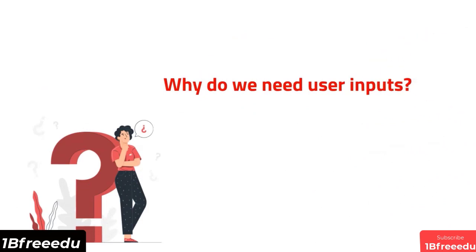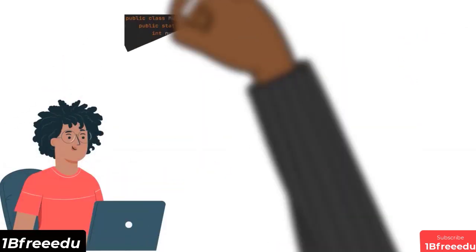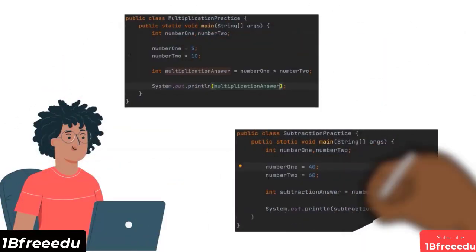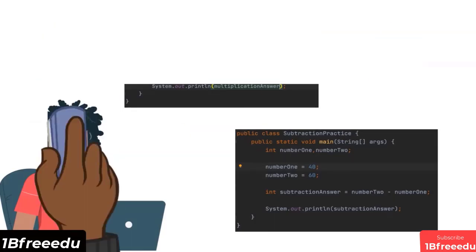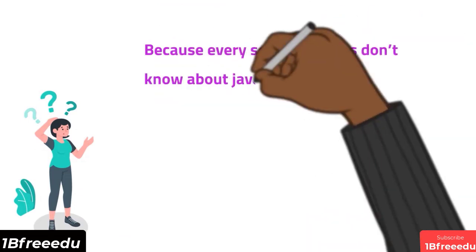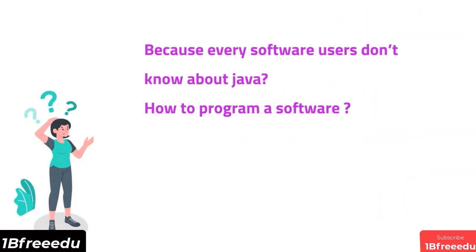Read user inputs. Why do we need user inputs? In previous videos, we did some calculations, but in every video, we used values that are directly assigned to the variables. We didn't get input from users to do calculations. So, if we want to change values, we need to change the source code. That's not good because not every software user knows about Java or how to program software. So, they don't know how to change values in the source code. So, we need a solution for that.